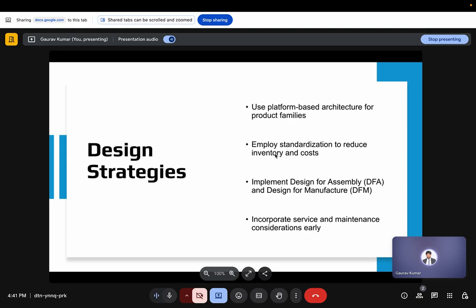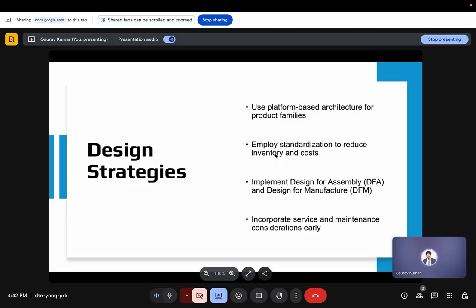Next is design strategy. Use platforms to reuse cores across variants. Standardize the parts and processes to reduce cost and risk. Practice concurrent engineering, so DFA, DFM, DFS guide the geometry and routing early. Design for serviceability, access, and faster diagnostics, and incorporate sustainability: materials, disassembly, recyclability, embedded energy.